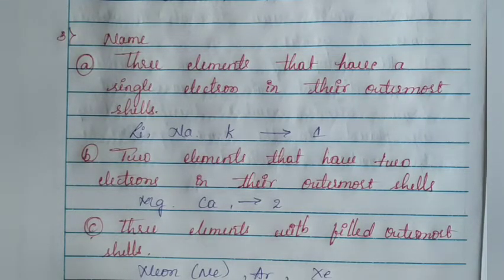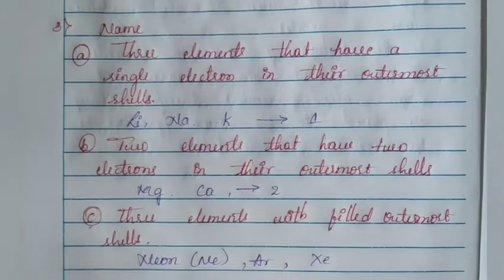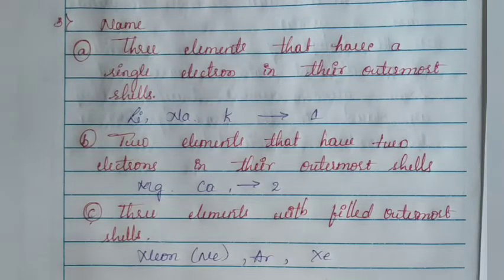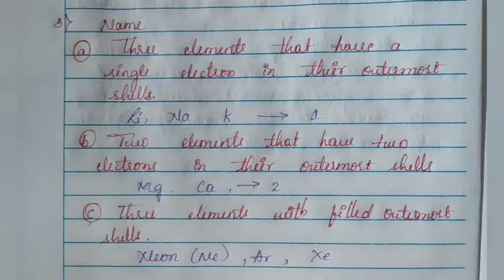Three elements with a filled outermost shell. Children, the 18th group elements, the last group elements, are known for a completely filled outermost shell. For example, helium, neon, argon. All the elements coming under that group are answers to this question. From that, we can write here only three: neon, argon, xenon.